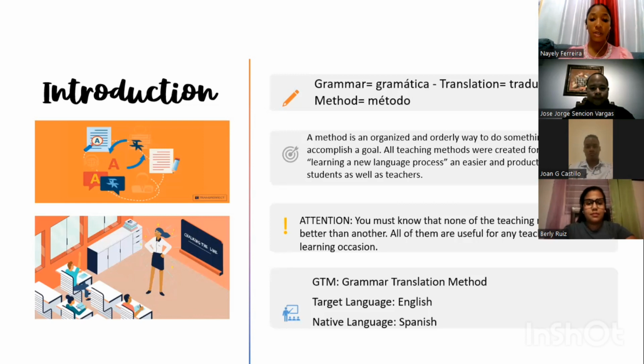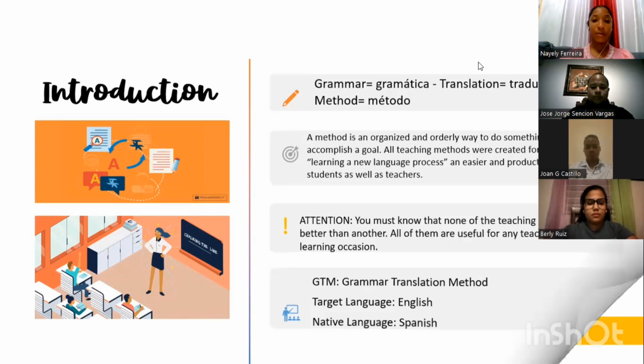Some expressions that you will hear us use are GTM, which means grammar translation method. When we say target language, we are referring to English, because this is the target language right now. And the native language is when we talk about Spanish. Berly is the next person, and she will be talking about what the grammar translation method is.